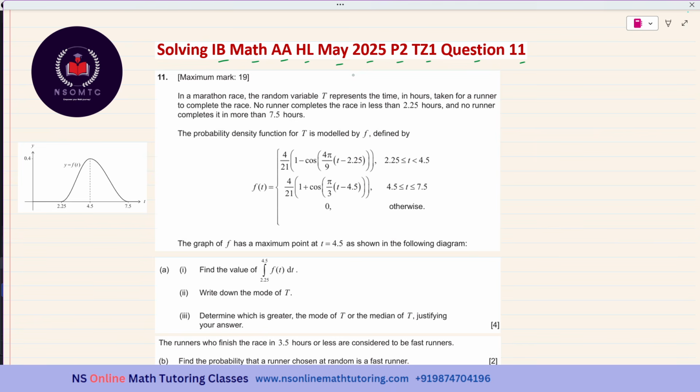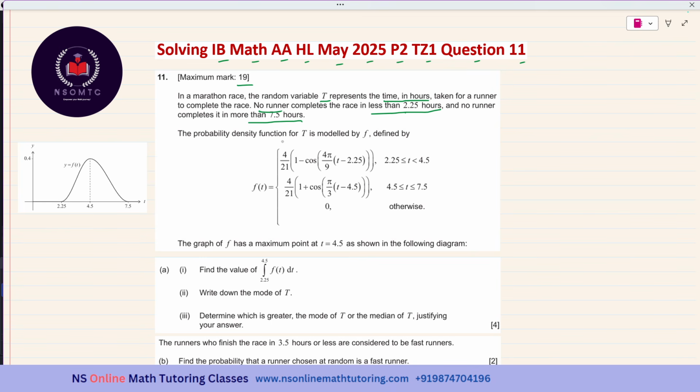So without any further delay, let us start to solve question number 11. The maximum mark is 19. In a marathon race, the random variable T represents the time in hours taken for a runner to complete the race. No runner completes the race in less than 2.25 hours and no runner completes it in more than 7.5 hours.